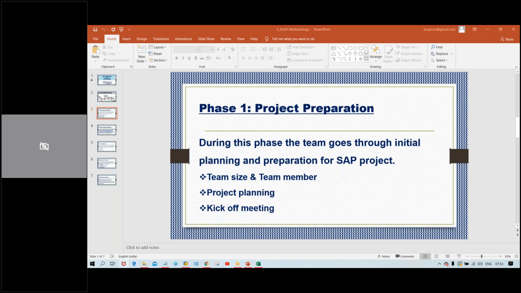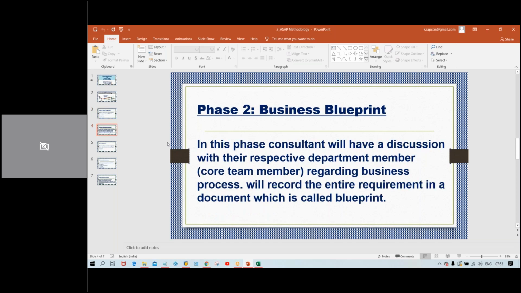Once this meeting is done, the first phase is over. Now we are going to move to the second phase, which is called the blueprint phase. It is also called the business blueprint phase, or the BBP phase. So now, what is happening in the BBP phase, the business blueprint phase?